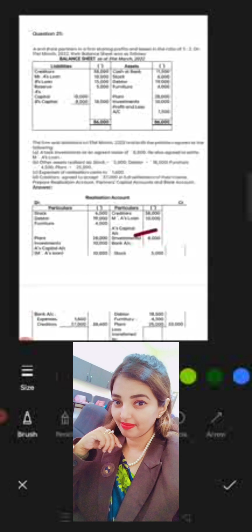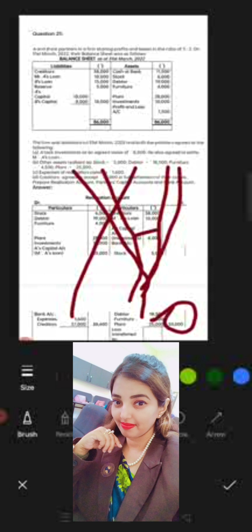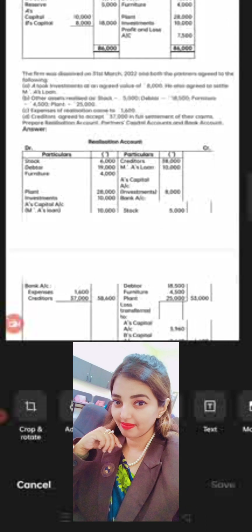So that is nothing but the stock you're going to take here, the stock, then debtors, then furniture, then plant, these 25,000, then total it is 53,000. So this was not taken by any partner, you are just going to show it in the bank transaction. And all your liabilities, like expenses of realization 1,600 it's here, and creditors has agreed to accept that is nothing but 37,000. So creditors will be accepted as 37,000.